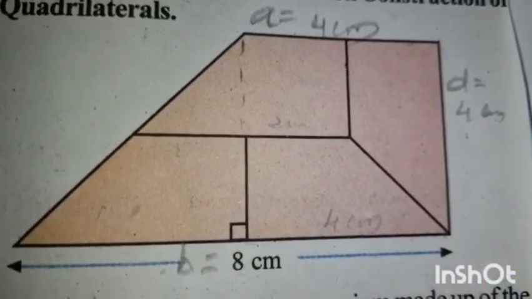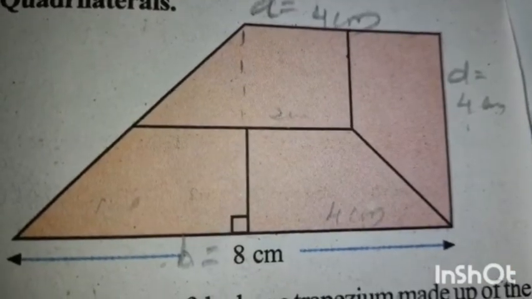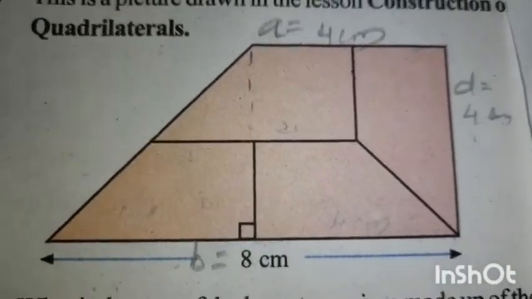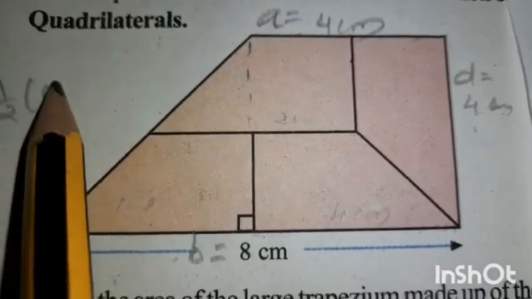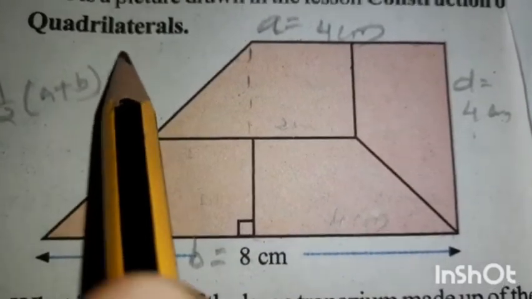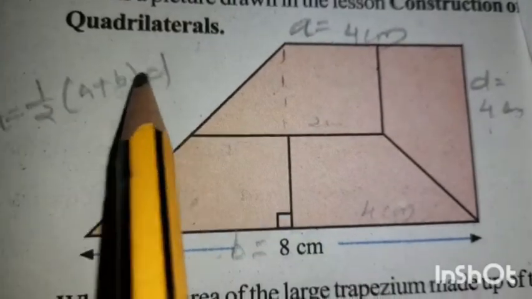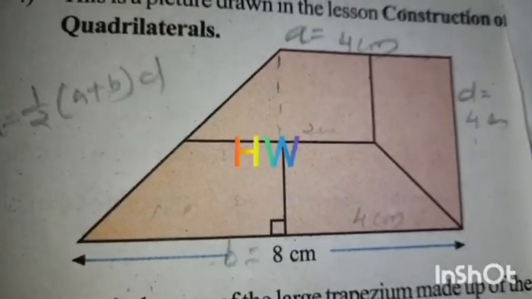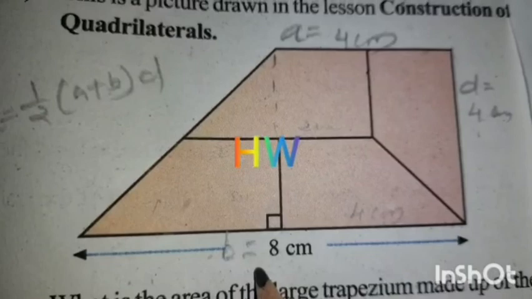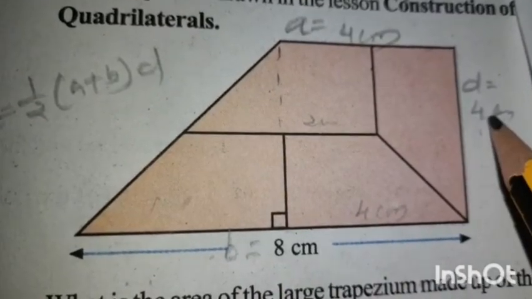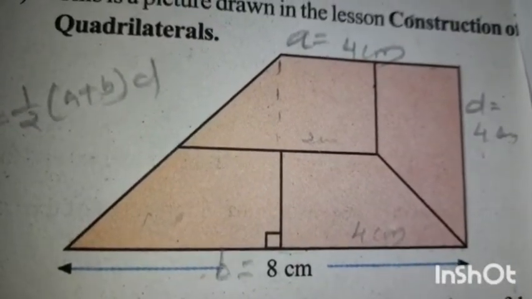So you can easily find out the area of this trapezium. The formula is A is equal to half into (a plus b) into d, or (a plus b) into d by 2 also you can take it. a is equal to 4, b is equal to 8 and d is equal to 4. You can find out the area.